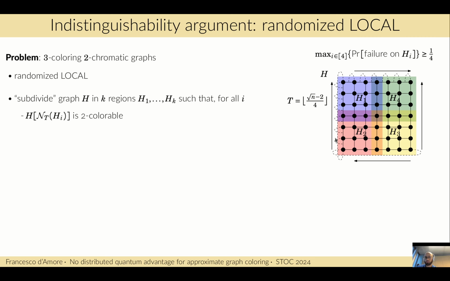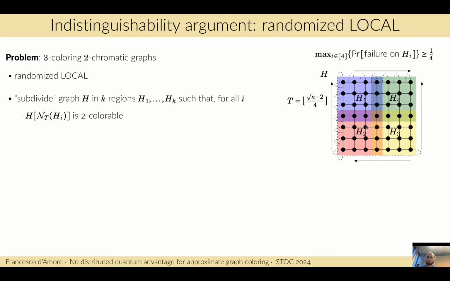And here we can achieve this with 4 different regions. T will be a bit smaller, roughly square root of n over 4. And now if we imagine by contradiction that there is an algorithm that is able to 3-color bipartite graphs within this locality, applying this algorithm here again leads to a failure with probability 1, but the failure can be anywhere.